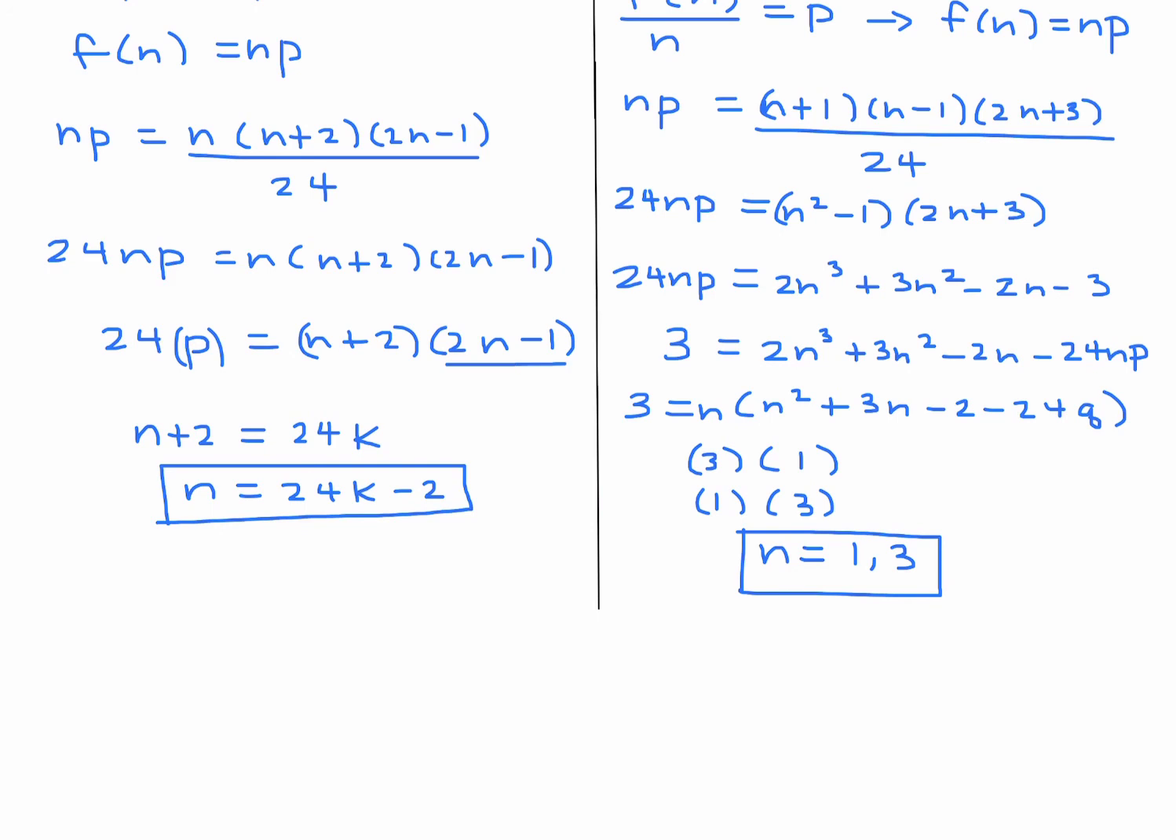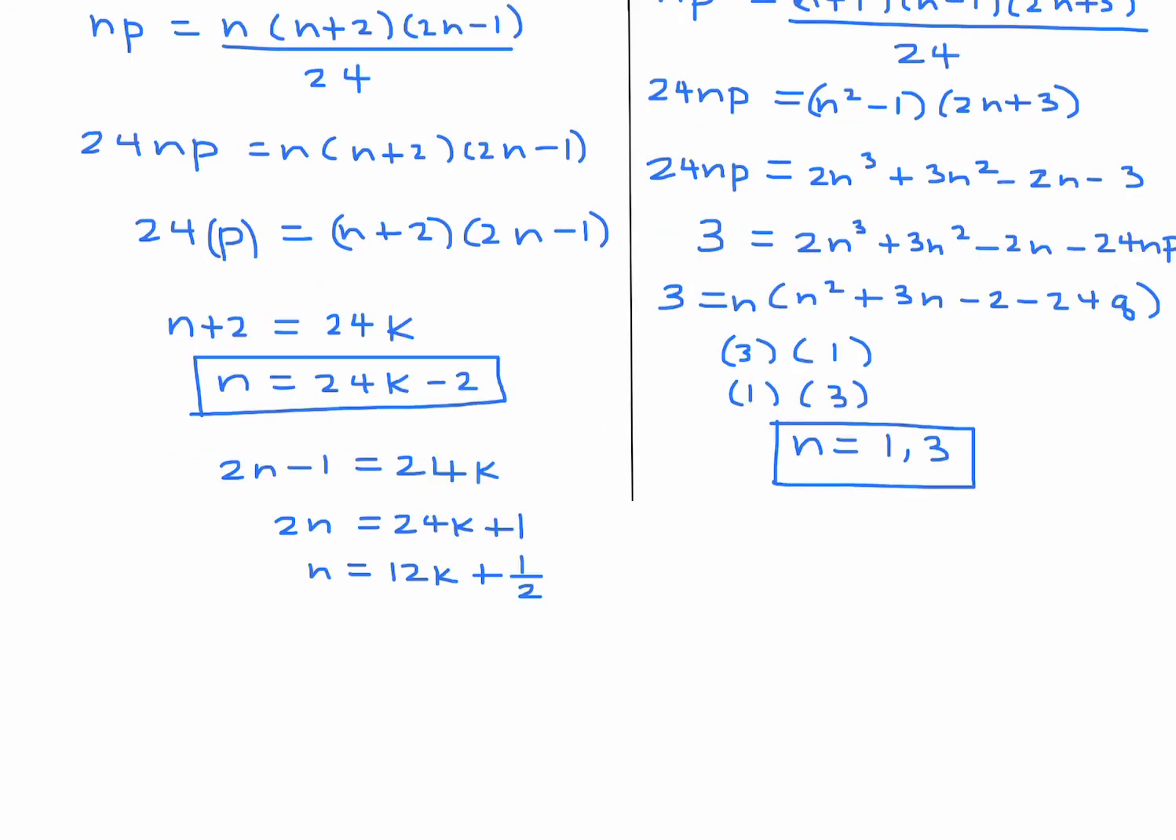Let's do the same thing for this guy. Maybe that will work. 2n minus 1 is equal to 24k. If that is the case, we get 2n is equal to 24k plus 1, and therefore n is equal to 12k plus a half. And that half, unfortunately, doesn't help us because n has to be an integer. So that didn't work. So somehow we have to deal with this 2n minus 1 value in a different way. Okay, I think I can do that.